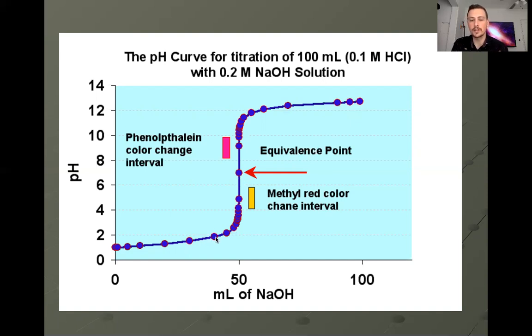So especially once we start getting close, we need to be very, very careful if we want to reach an accurate equivalence point. The indicator we use in these reactions between a strong base and a strong acid is phenolphthalein, because it gives us a nice bright pink color as soon as it turns basic.